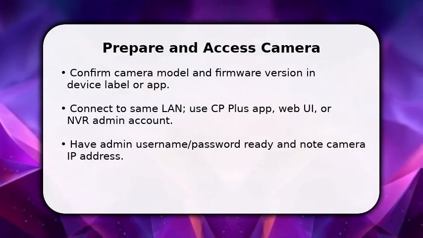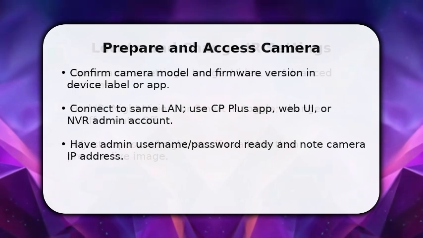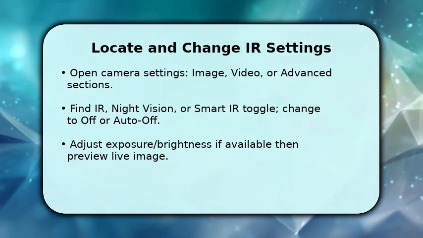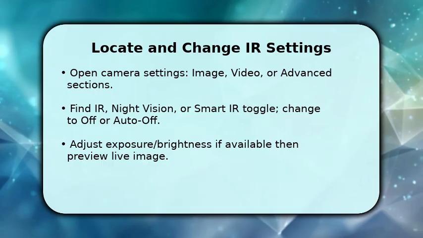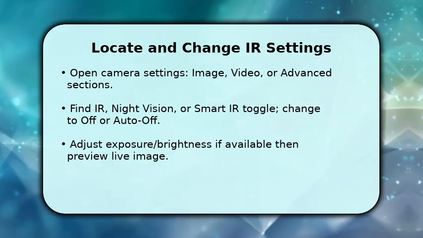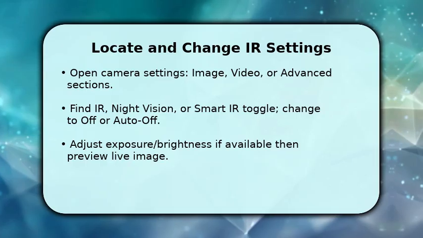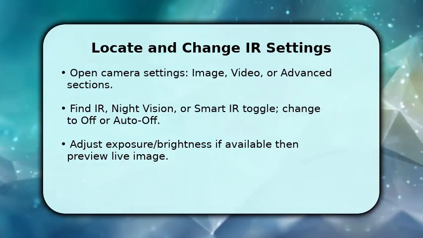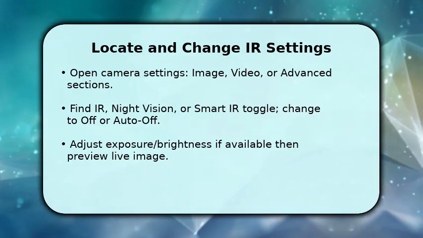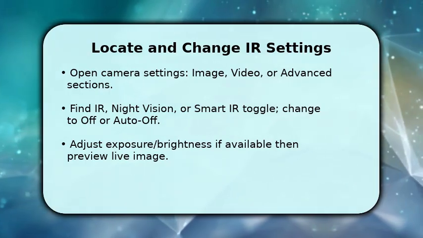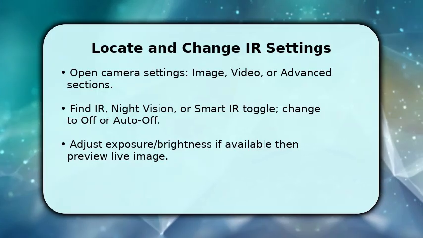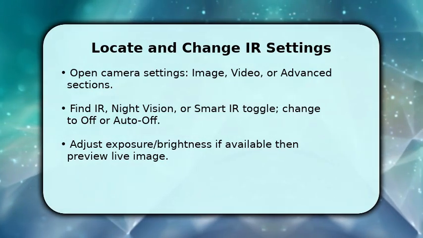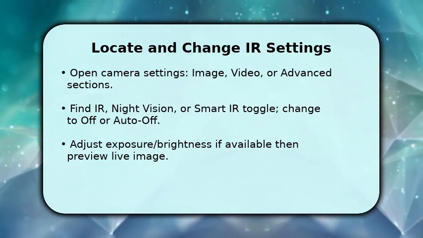Now navigate to Image or Advanced Settings. Different firmwares label it differently. You're looking for IR, Night Vision, or Smart IR. When you find the toggle, switch it to off or to an auto setting that disables IR in daylight. Make sure to preview the live feed as you toggle so you can see immediate effect. If the image gets too dark, adjust exposure or gain slightly to compensate. Save settings and allow the camera a few seconds to apply changes before moving on.